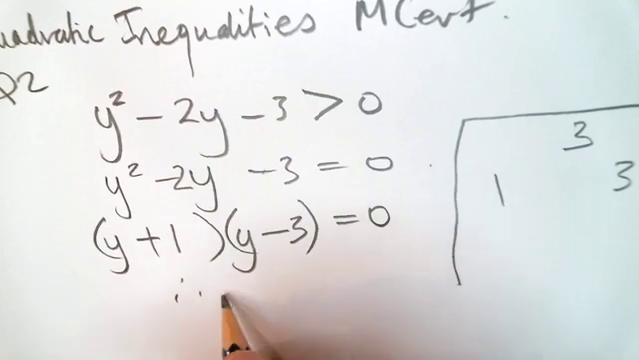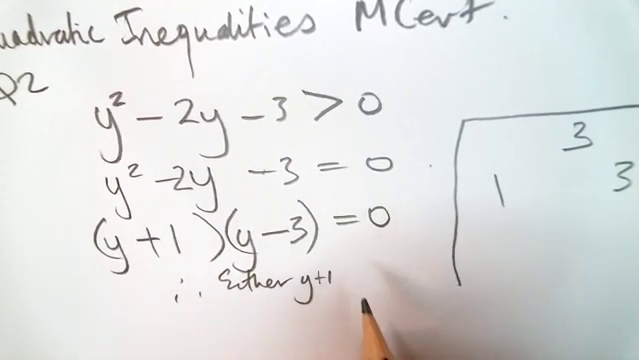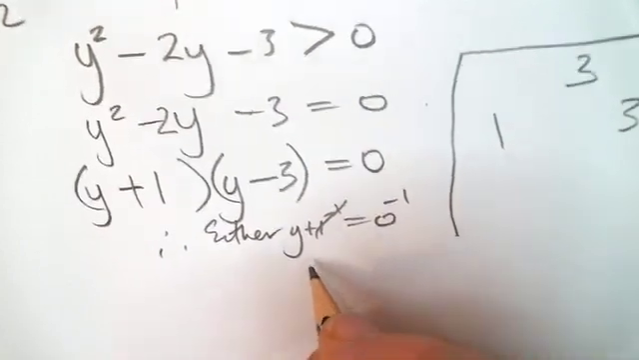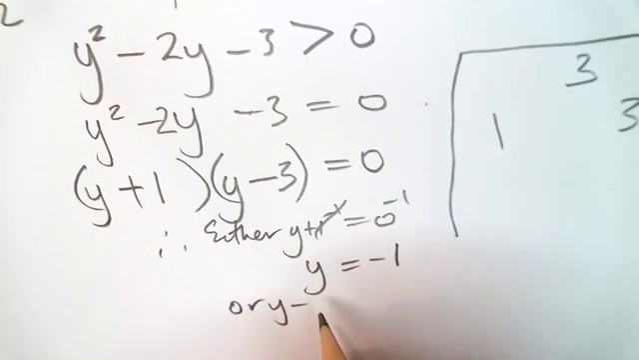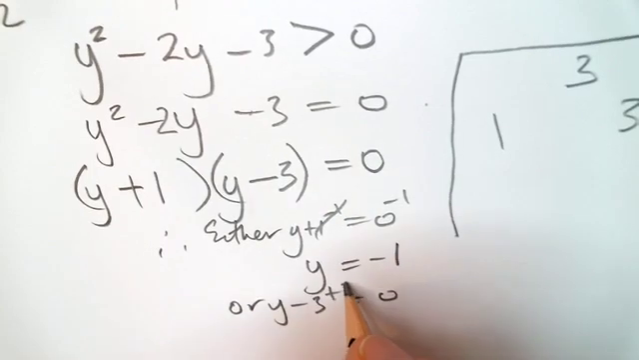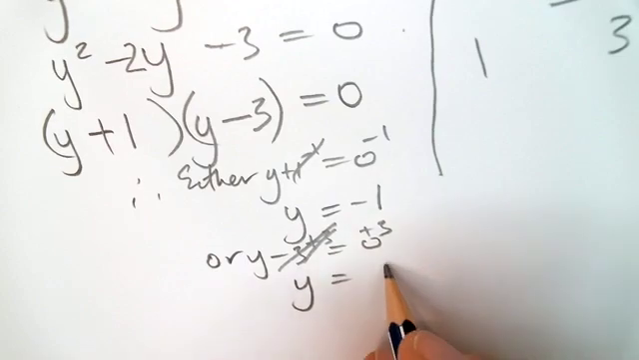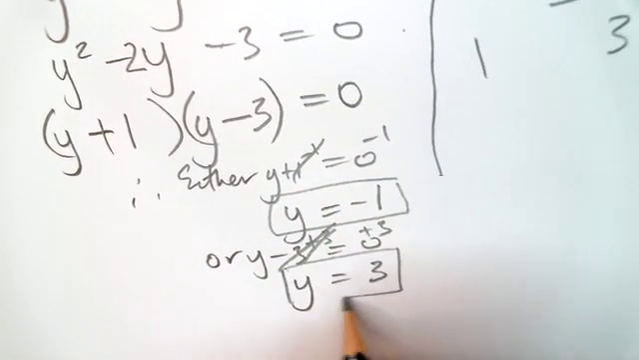Therefore, we can say either y plus 1 is 0, in which case we'll subtract 1 from both sides, and y would have to be negative 1. Or y minus 3 is equal to 0. That's my y minus 3. I'm going to add 3 to both sides. There it is. So therefore y is equal to positive 3. So they're my two critical values. There they are. All right.